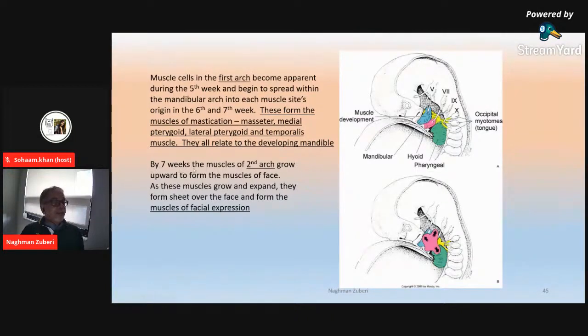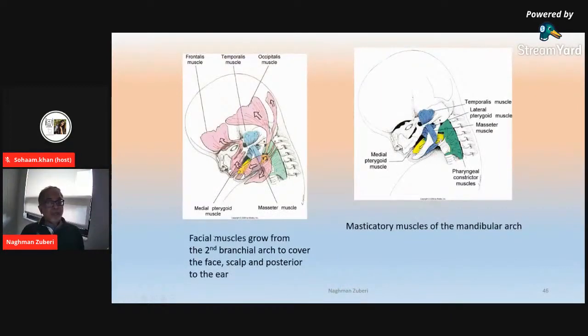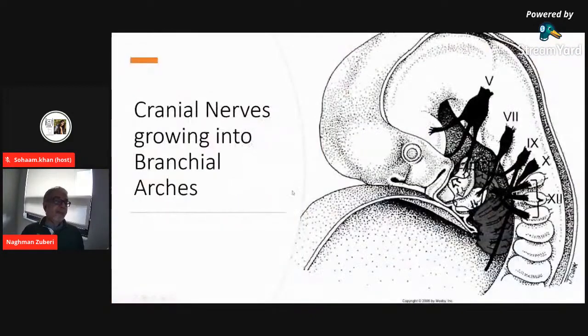By week 7, the muscles of the second arch grow upward to form the muscles of the face. As these muscles grow and expand, they form a sheet over the face and form the muscles of facial expression. Facial muscles grow from the second branchial arch to cover the face, scalp, and the area posterior to the ear. And masticatory muscles come from the first arch, the mandibular arch.